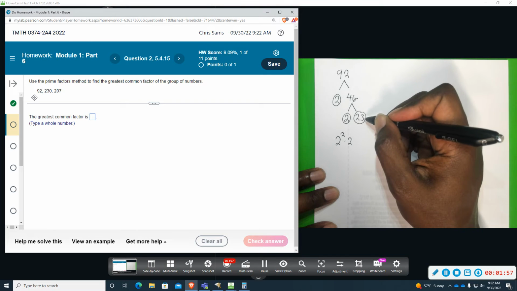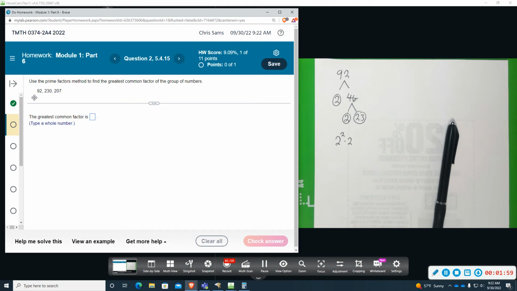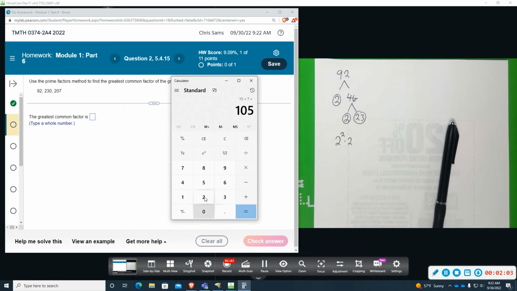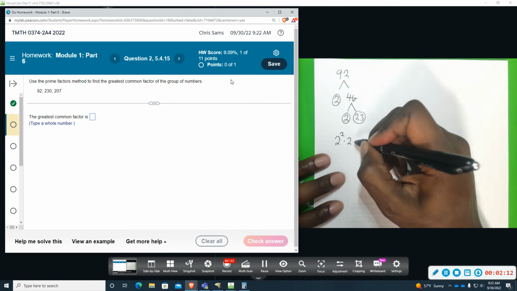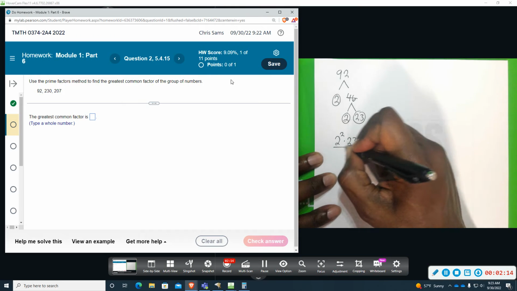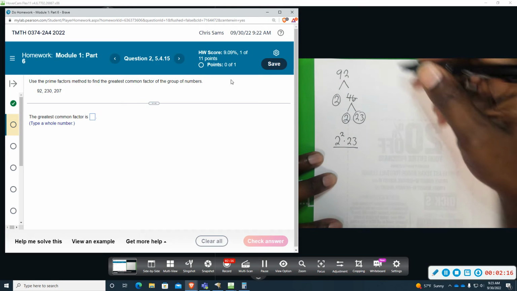That seems, all right, let me double check this. Let's just say 4 times 23. And we do get 92. Okay, so that's okay. This seems a little bit different, 4 times 23. So that's the prime factorization there. All right, then we're going to do 230.